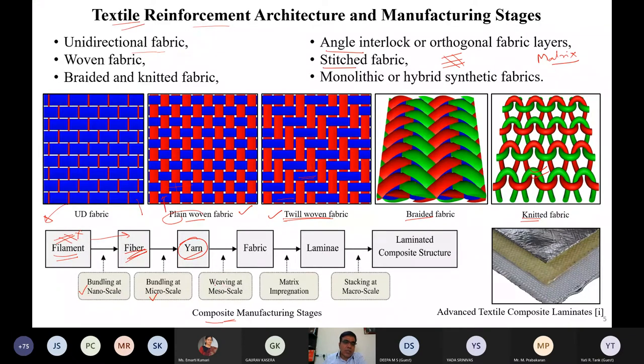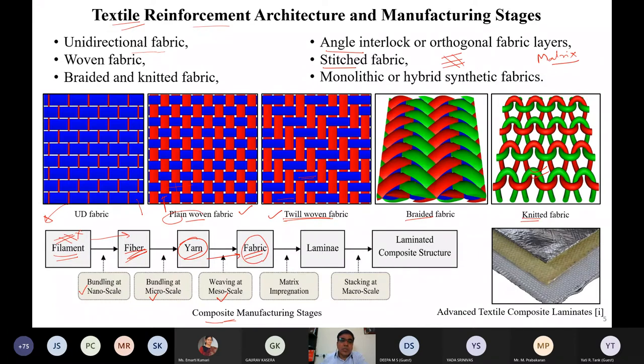Now they are woven together. Yarns are woven and they form the mesoscale. So yarns when woven together is the fabric. When you look at your clothes, that means the yarns are woven. Deliberately I wore this shirt, which looks like a check. So you can understand this way. Now they are woven together and a fabric is formed.